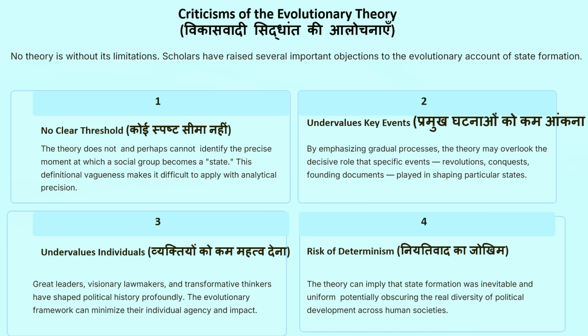Despite its strength, the evolutionary theory is not without criticism. One major criticism is that it does not clearly identify the exact point at which the state came into existence. It also tends to overlook the role of specific events or individuals that may have significantly influenced political development.